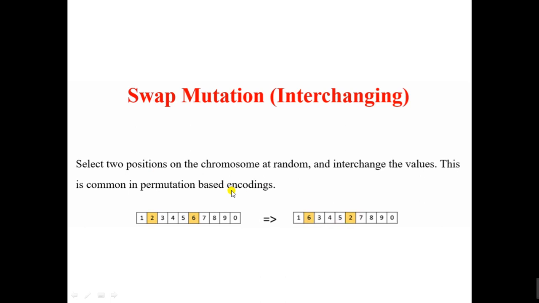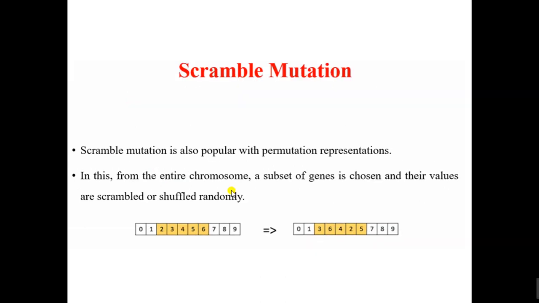Then scramble mutation means we can take the total string of values. The scramble mutation is also popular with permutation representation. In this, from the entire chromosome, a subset of genes is chosen and their values are scrambled or shuffled randomly. So this string of values we can shuffle randomly. That is the scramble mutation.